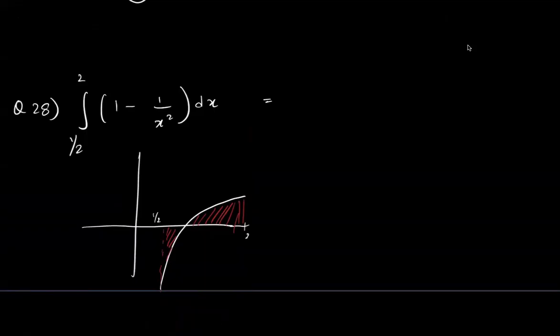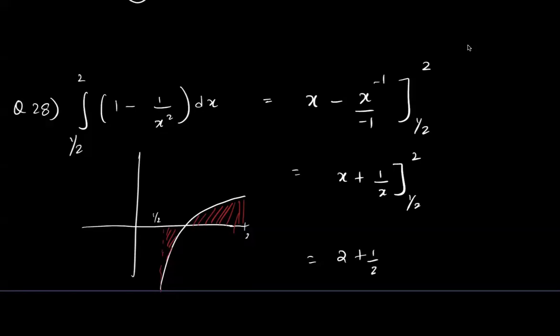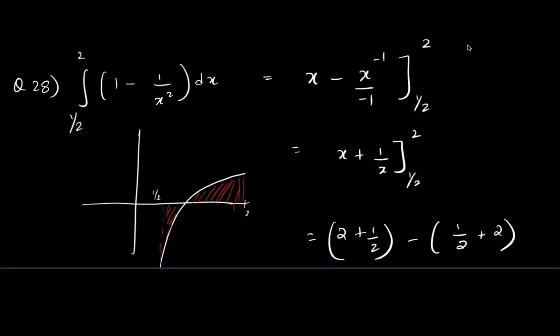So the antiderivative of 1 is just x. 1 over x squared can be thought of as x to the power of negative 2. So that means I'll have x to the power of negative 1 over negative 1. Okay. So this can be rewritten as x plus 1 over x. And then I evaluate. I put the upper limit first minus the lower limit. And you see how these two are going to cancel each other out. And I end up with a net area of 0.